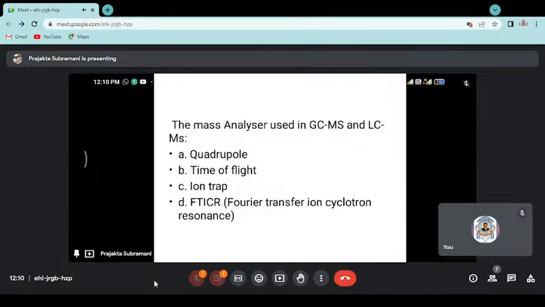Then next, after this ionization, the mass ionizer converts the molecules into different ions, and these ions are then detected by the mass analyzer. So the separated ions are then analyzed by using a mass analyzer.